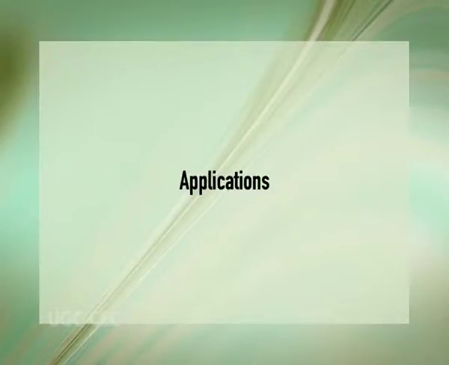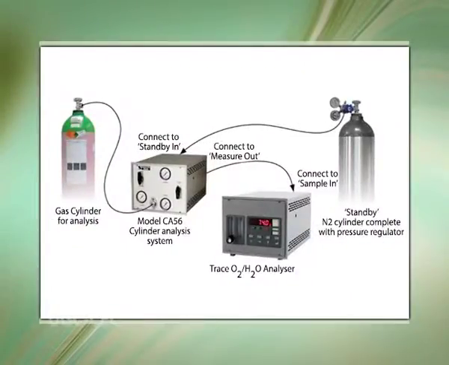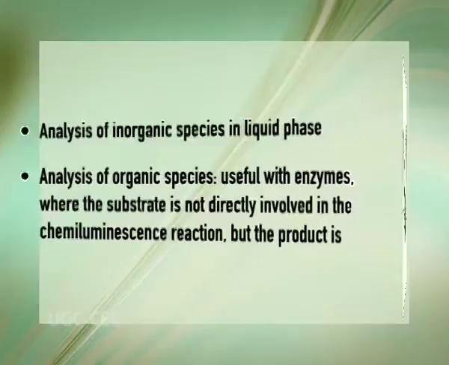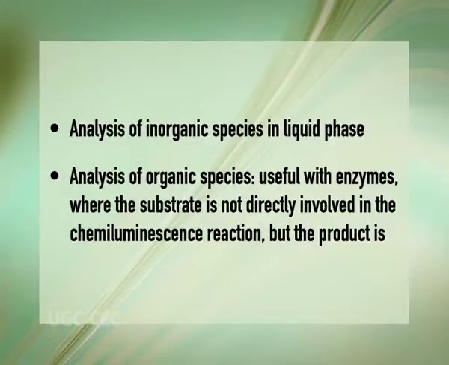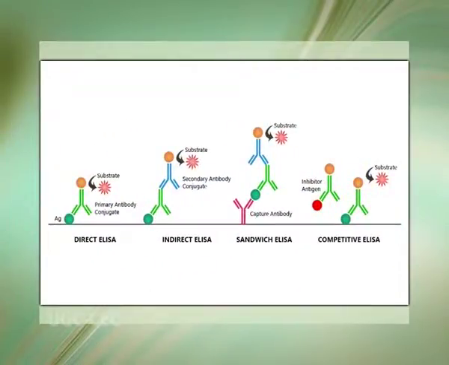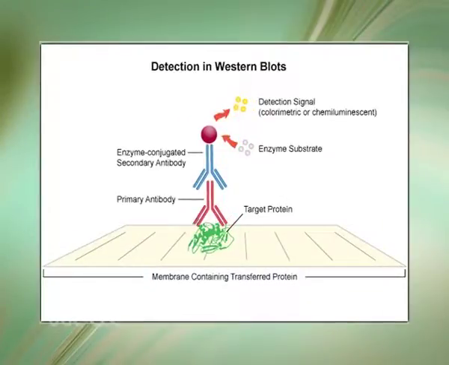Now coming to the applications. Number first is the gas analysis for determining small amounts of impurities or poisons in air. Number second is analysis of inorganic species in liquid phase. Number third, analysis of organic species useful with enzymes where the substrate is not directly involved in the chemiluminescence reaction, but the product is. Number fourth, detection and assay of biomolecules in systems such as ELISA and Western blots.